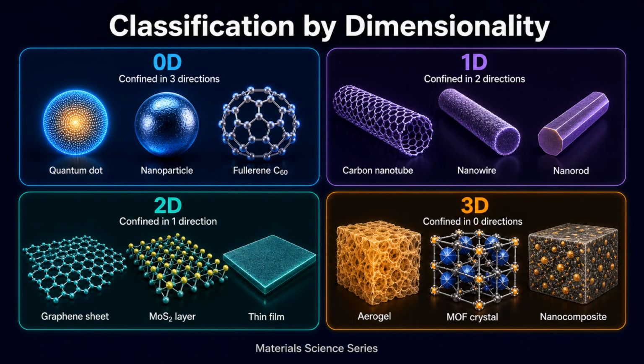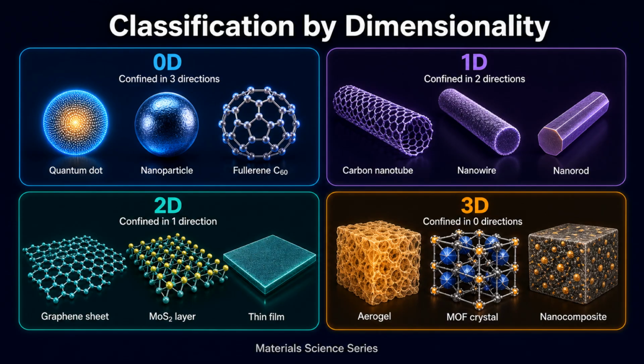Nanomaterials are classified by how many dimensions are confined to the nanoscale. Zero-dimensional or 0D materials are confined in all 3 dimensions. These include quantum dots, nanoparticles, and fullerenes, typically ranging from 1 to 100 nanometers in all directions. One-dimensional or 1D materials have 2 dimensions in the nanoscale while extending to larger scales in one direction. Examples include nanowires, carbon nanotubes, and nanorods.